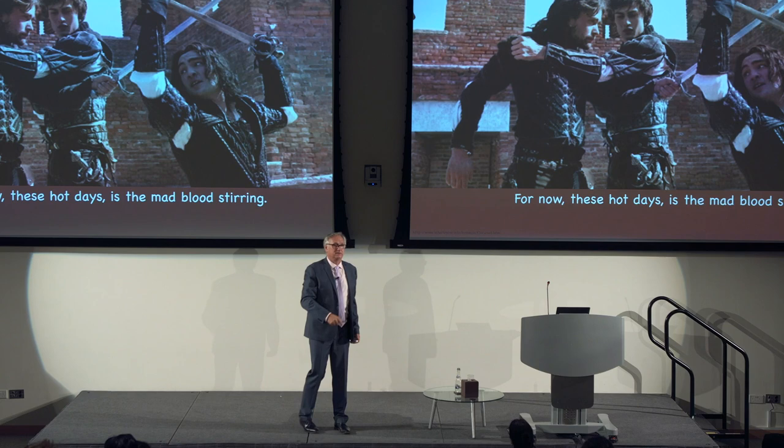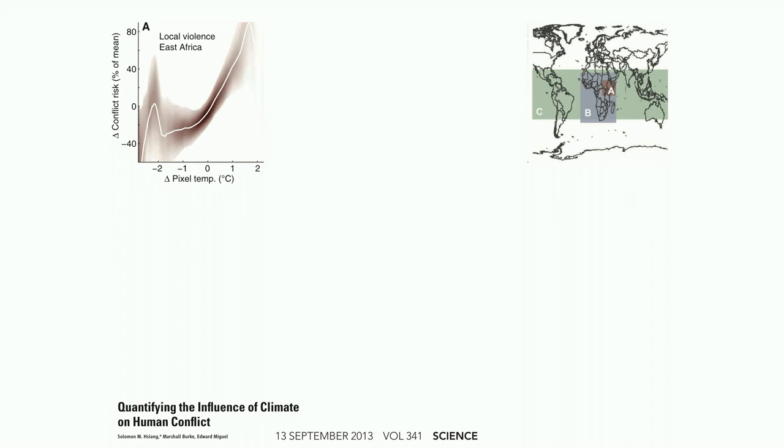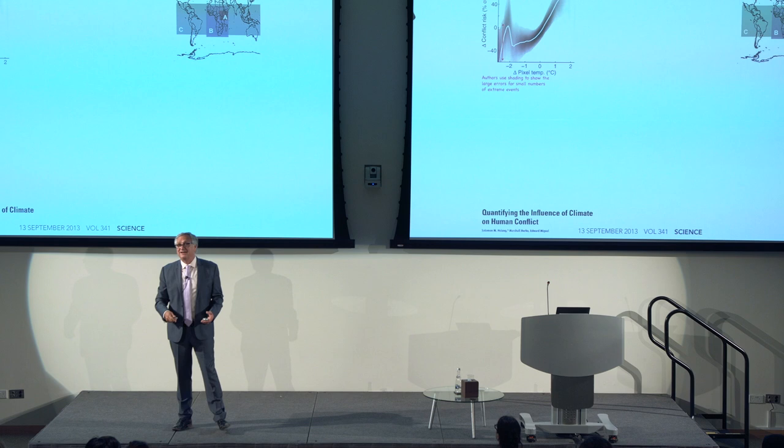And so Solomon Hsiang and his colleagues at Berkeley published this landmark paper a few years ago, which has been followed up by several others, in which they ask, what is the relationship between temperature deviation from the norm and violence? He started off by looking at this region in the world. So here's the first graph. Here's the percent conflict risk in this part of East Africa, the brown part here, as a function of temperature deviation from the average. Now, you'll notice that there are large shaded areas, because events that are very different in temperature are rare, and so the shading is a way to indicate the error bar associated with this analysis.